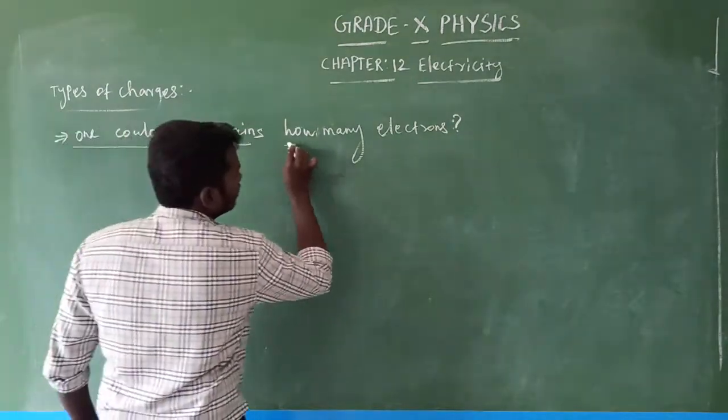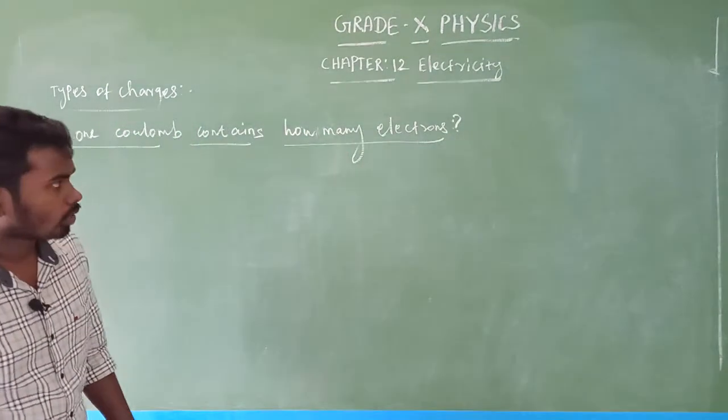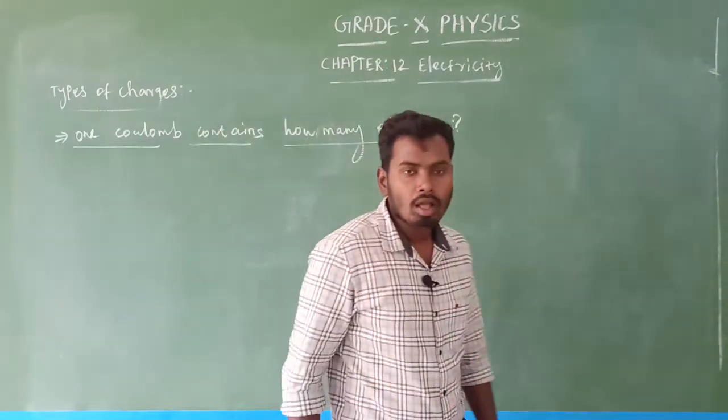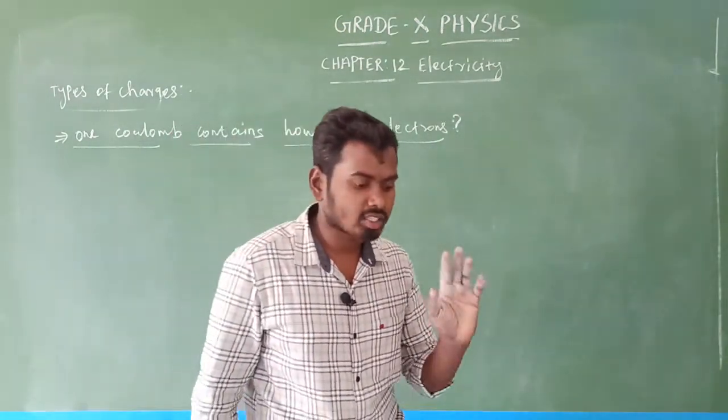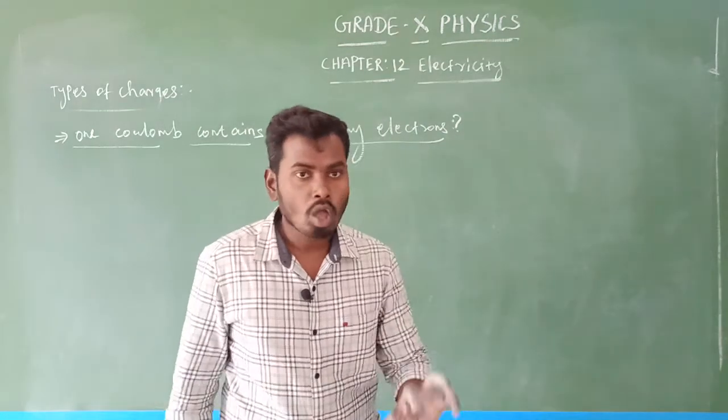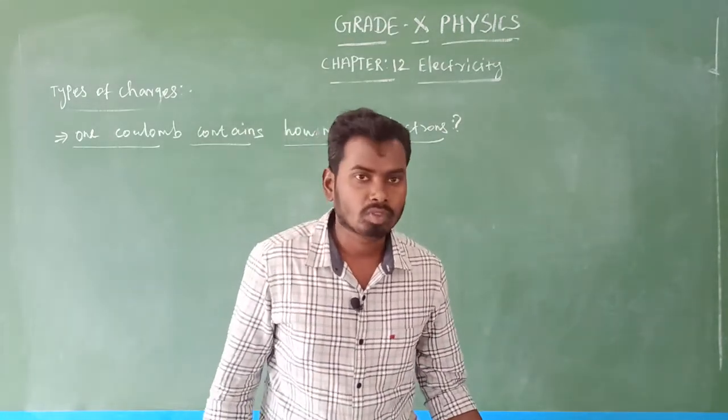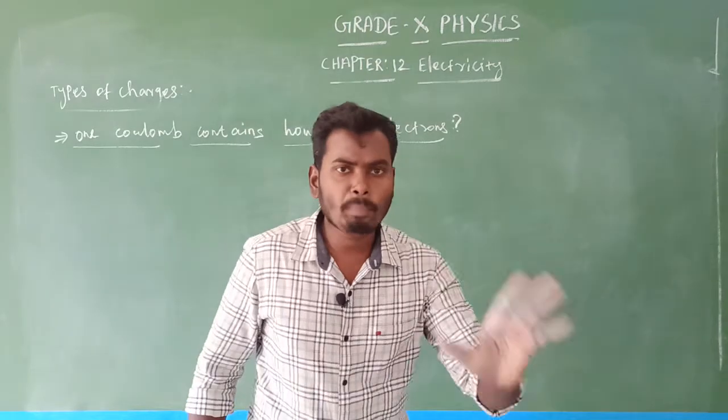1 coulomb contains how many electrons? Okay, note this point. 1 coulomb contains how many electrons? That is a very big question. Look at here, because already you know the SI unit of electric charge is coulomb. 1 coulomb contains how many electrons? That is a very big question, a very important question also.